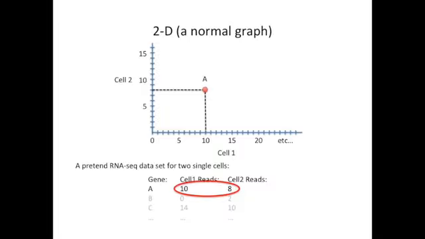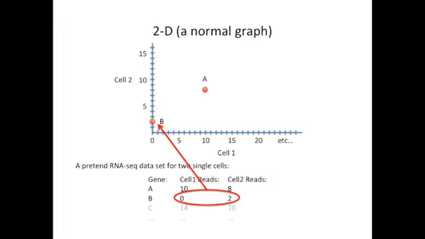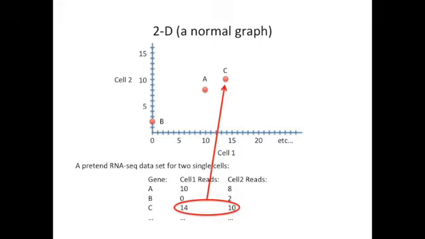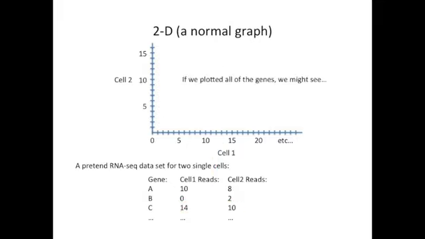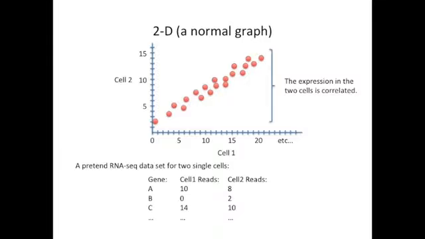If you can remember from 5th or 6th grade, the way we plot the data for gene A is we go over to 10 for cell 1, and we go up to 8 for cell 2, and we put a point there. For gene B, we go over 0 for cell 1, so we don't move at all, and we go up 2 for cell 2. And for gene C, we go over 14 and up 10. If we plotted all of the genes, we might see something that looks like this.